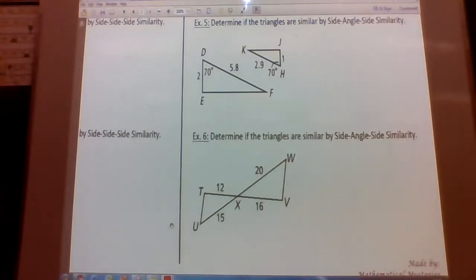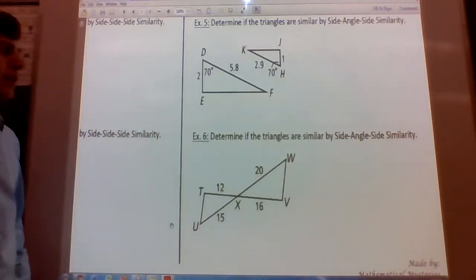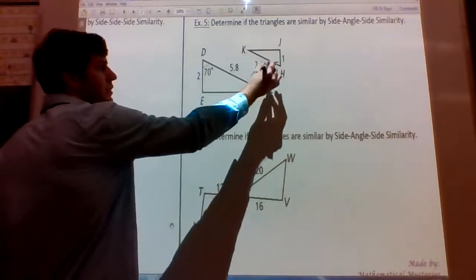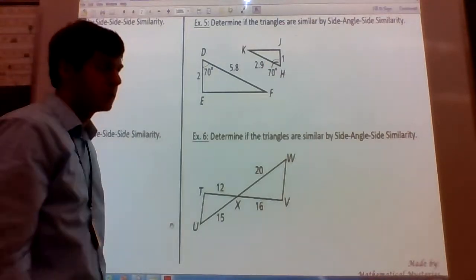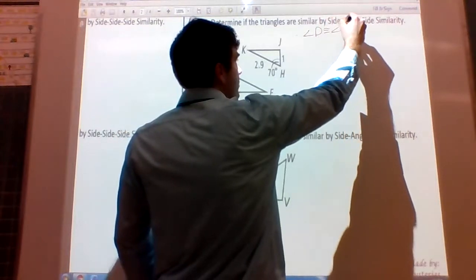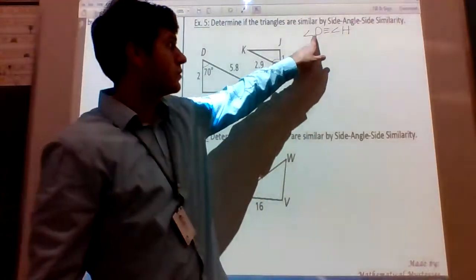Okay. So example 5, determine if the triangles are similar by side angle side similarity. So we need an angle, and it needs to be the included angle. Do we have one pair of angles that are congruent? Yes, we do. We know the measure of angle D and the measure of angle H are both 70 degrees. Since their angle measures are the same, the angles are congruent. So angle D and angle H are congruent.